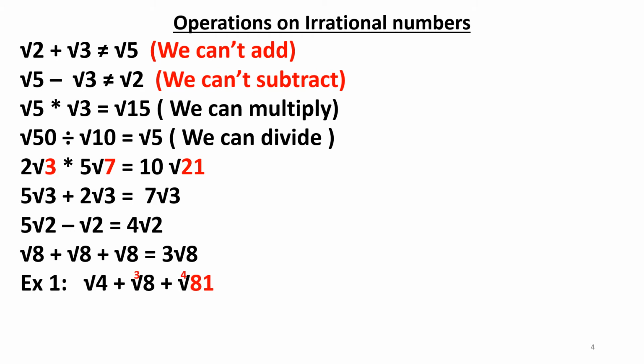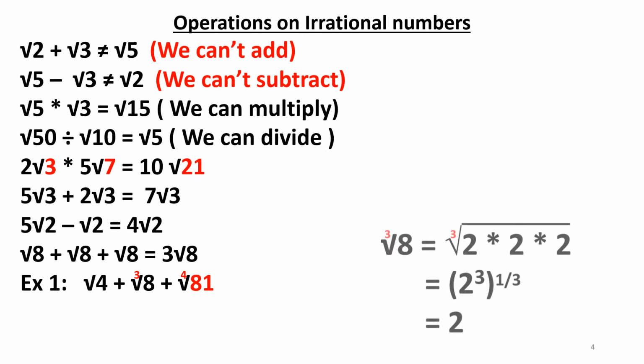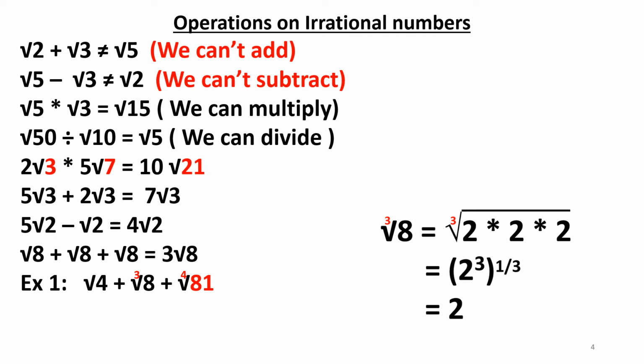Find the value of root 4 plus cube root of 8 plus fourth root of 81. Root 4 we know is 2. What is cube root of 8? See, cube root of 8 equal to 2 into 2 into 2. What is the meaning of cube root? Power is 1 by 3. Square root means power is 1 by 2. Cube root means 1 by 3. Fourth root means 1 by 4, etc. Now, in the second step, 3 and 1 by 3 getting cancelled. 2 to the power 1, that is 2.